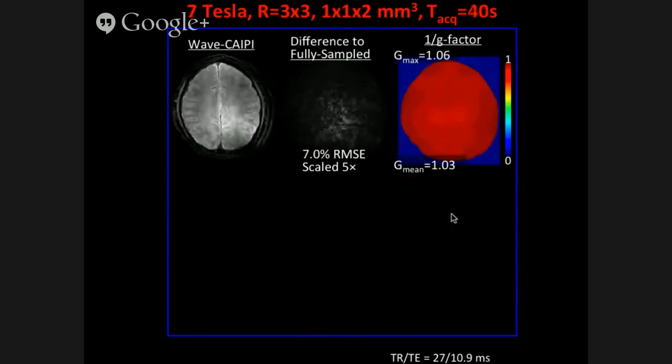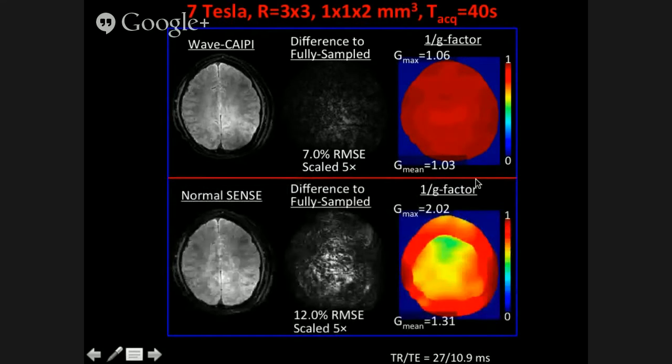At 7T, we have similar results. Wave has about 7% error, and its G factor is again close to perfect. With normal SENSE, the difference to fully sampled data would be about 12%, and again the Gmax is about 2, meaning it again has poor SNR retention. So it looks like Wave improves quite a bit relative to conventional parallel imaging.